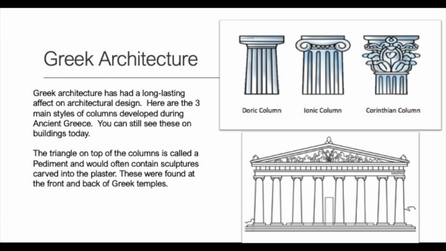They were used to decorate a lot of temples and buildings during this time period, but also you see them on buildings today, especially if you think about our White House or our Capitol building. They have these same type of patterns and columns. The triangle on top of the columns is called a pediment and would often contain sculptures carved into the plaster. These were found at the front and back of Greek temples.